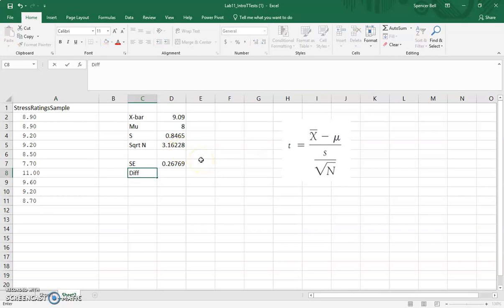And then the difference on the top is going to be our x bar minus mu. Okay? And when we construct a null hypothesis for this particular test, you would see something like H naught colon mu equals 8. Okay? So that's the claim that we're trying to test. Okay, so there's the difference, and then our actual t-statistic is the grand finale, the difference on top divided by the standard error below, and so our t-statistic is 4.07.